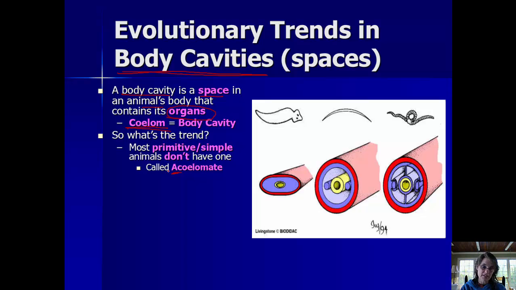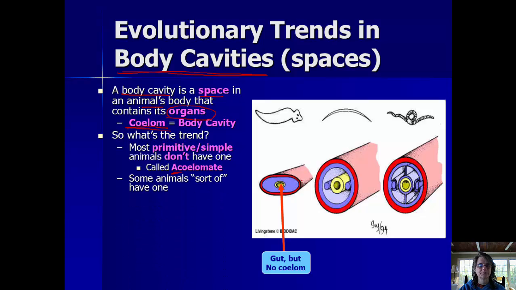If they don't have a place for organs to form, that we would call a body cavity, then they can't have organs. So most acoelomate animals are very primitive, and they don't have much in the way of organ systems and things like that. So what we see here is an acoelomate animal, and it has a gut. That's its little digestive tract where food would go through. But as you can see, the body's solid. There's no organ space. There's no body cavity.